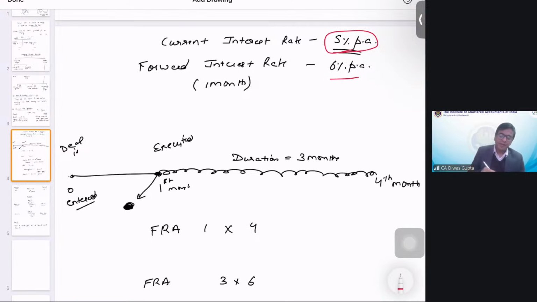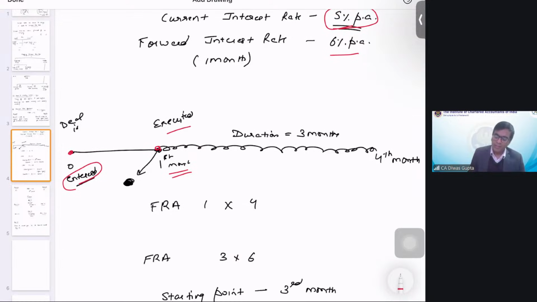Now, as of today, what has happened? The deal is entered. So there is nothing in terms of outflow or inflow of resources. It's just that the commitment has been made, the deal has been entered. Then, after 1 month is when the actual execution of the deal will start. So here the deal is executed.